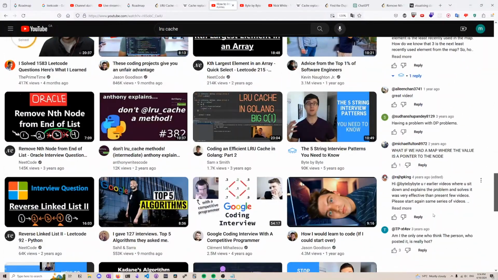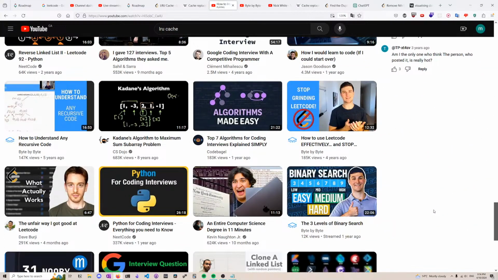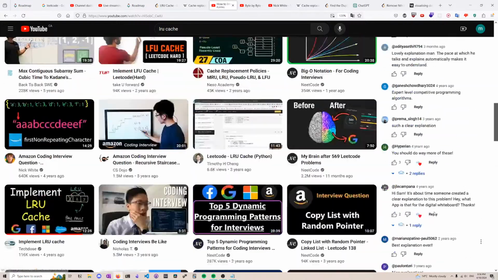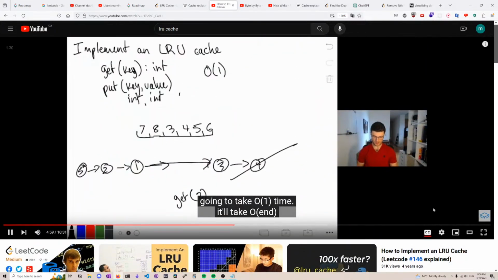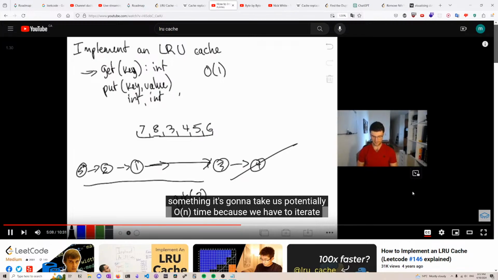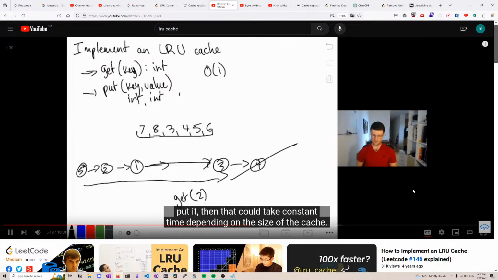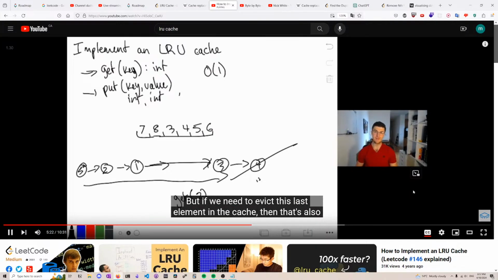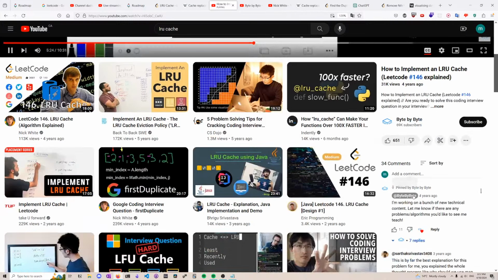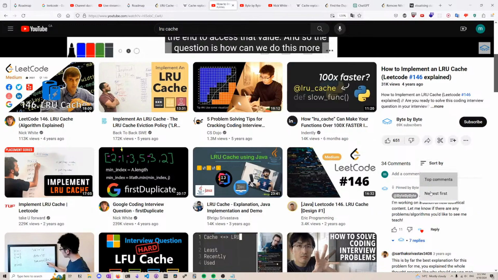But the problem with this obviously is that this is not going to take O(1) time, right? It'll take O(n) time for us. So let's look at these individually. First, if we want to get something, it's going to take us potentially O(n) time because we have to iterate over the whole thing to even find if it's in the cache or not, right? And then to put it, that could take constant time depending on the size of the cache. But if we need to evict the last element in the cache, then that's also going to take O(n) time because we need to iterate all the way through to the end to access that value.